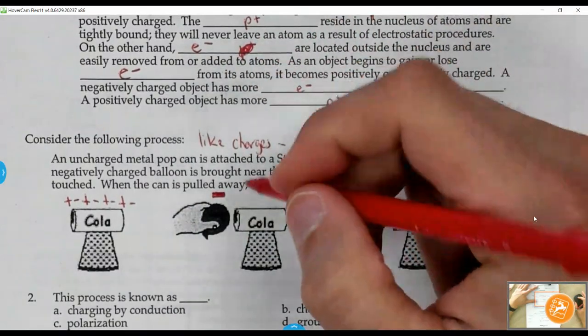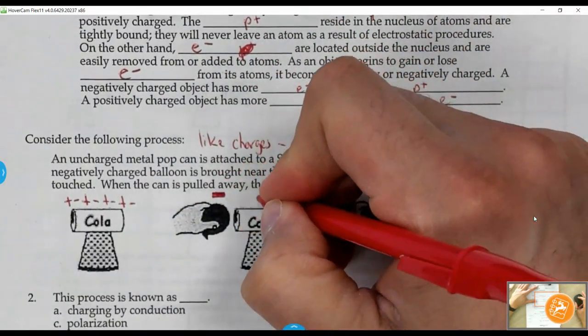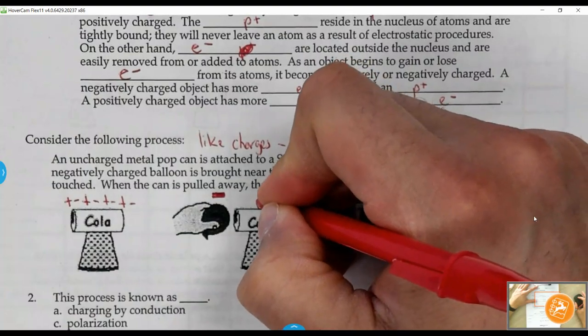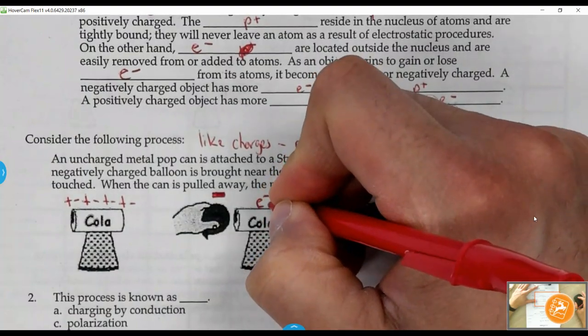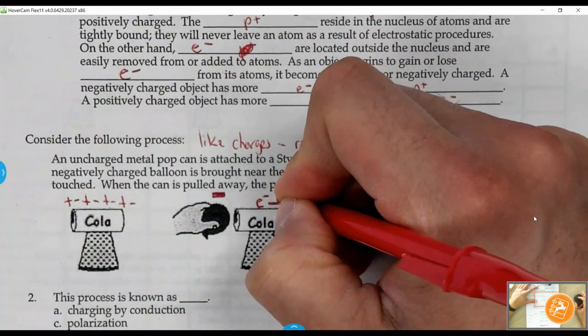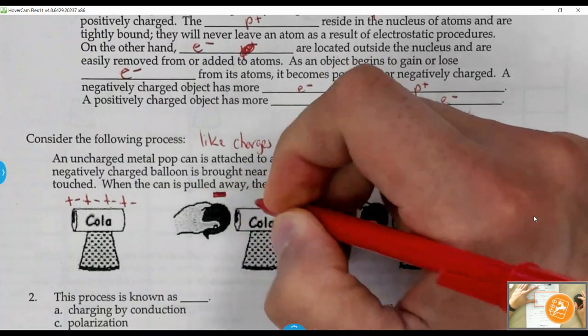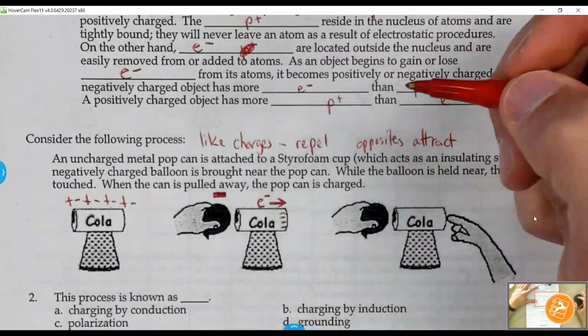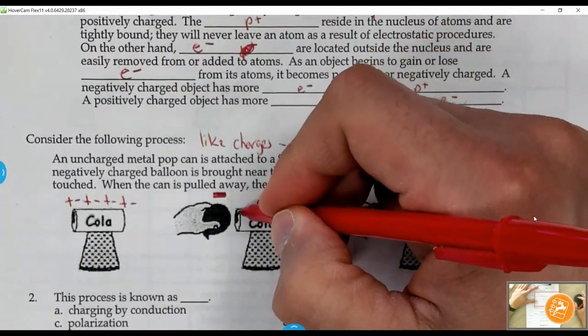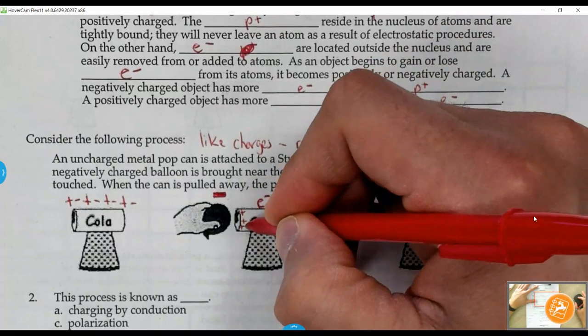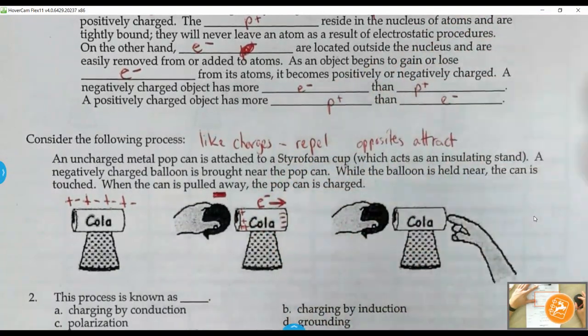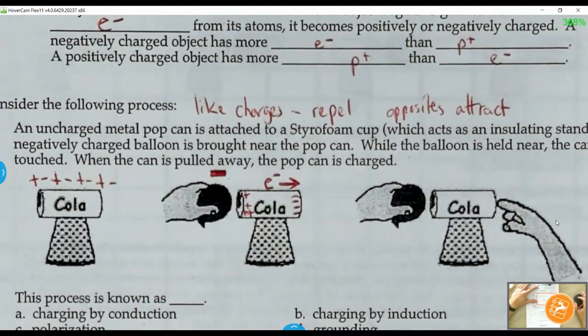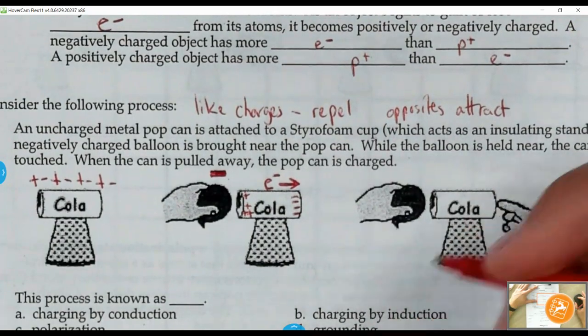Away. Good. I'm not yelling, I just want to make sure we got that right. So the electrons are going to want to go as far to this side as possible. They really don't like all that extra negative stuff right there. So they go to this side, which leaves this side overall more positively charged. Seems easy enough.